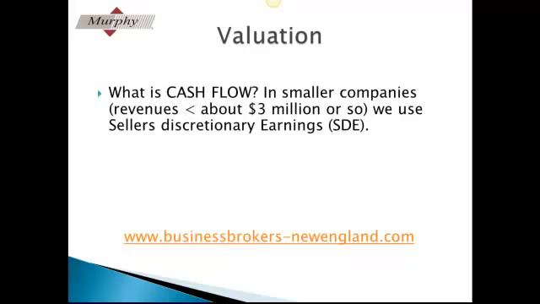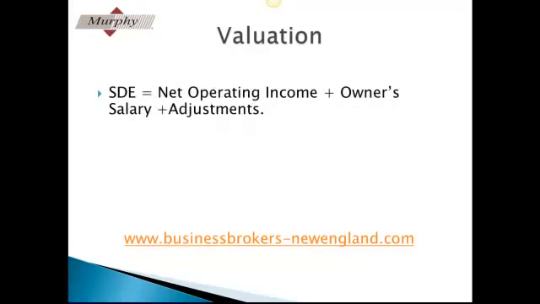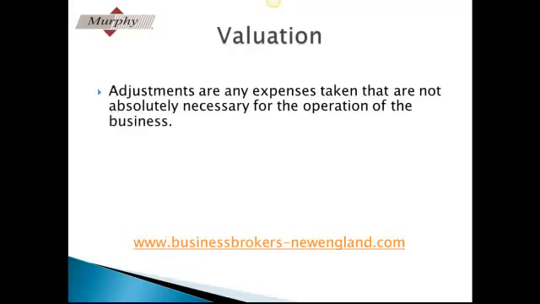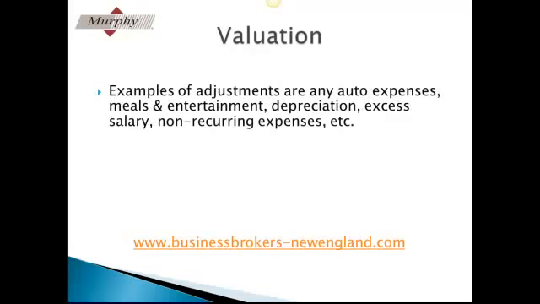What is cash flow? In smaller companies, revenues less than about $3 million or so, we use Sellers Discretionary Earnings, or SDE. SDE equals net operating income plus owner's salary plus adjustments. Owner's salary is adjusted regardless of its value, whether it be $50,000 or $500,000. Adjustments are any expenses taken that are not absolutely necessary for the operation of the business.